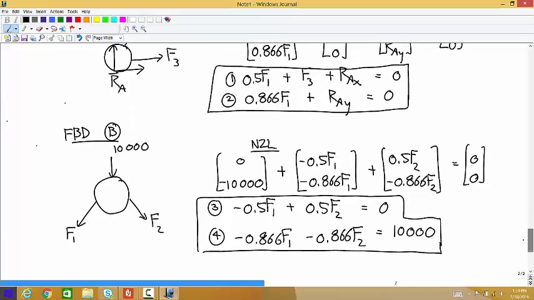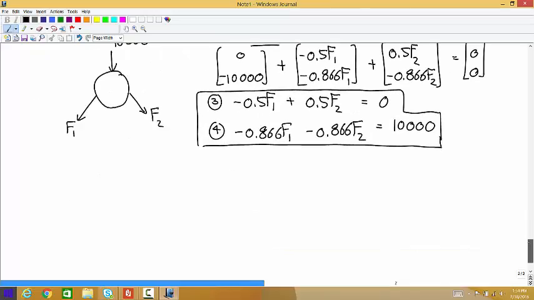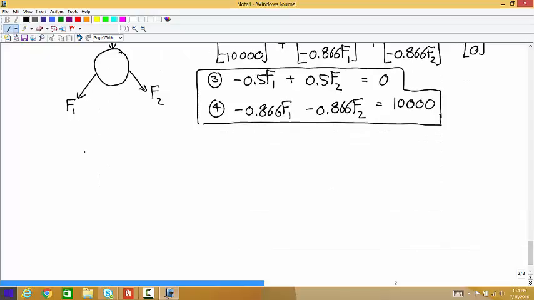And how many variables do we have? I think we have 5 variables, right? So we got to do one more. We have F1, F2, F3, and then RAX and RAY. So we have to isolate the pin at C. That has the upward reaction force RC, a force this way of F2, and a force this way of F3.